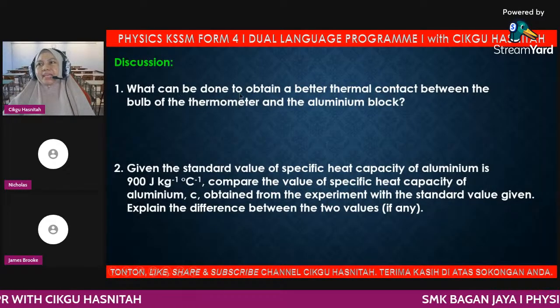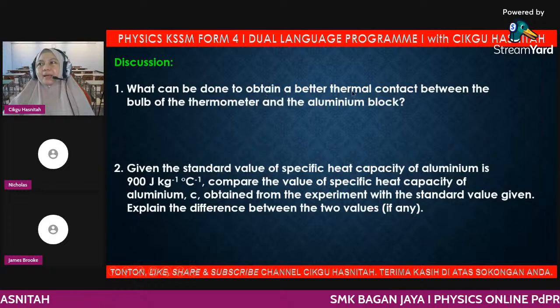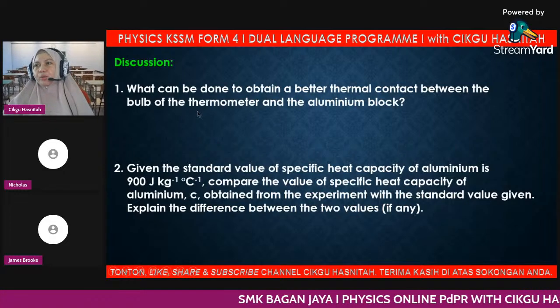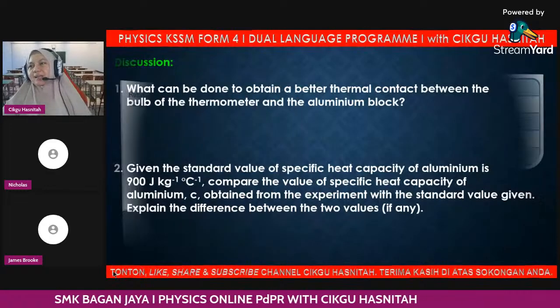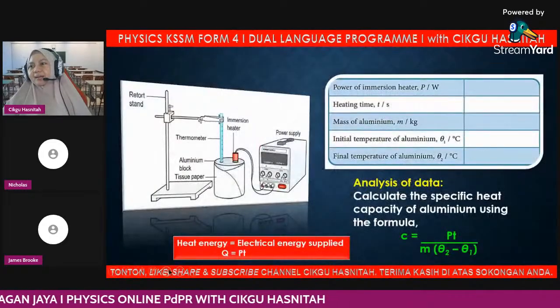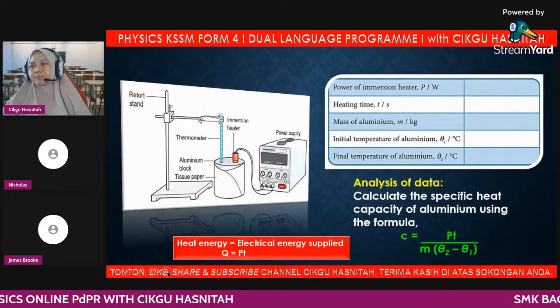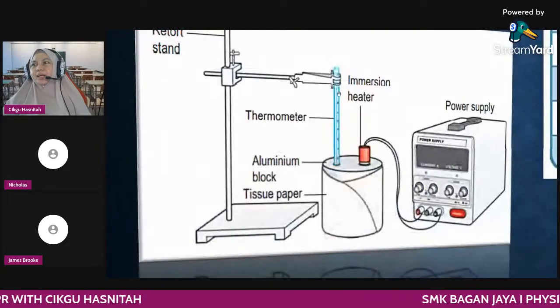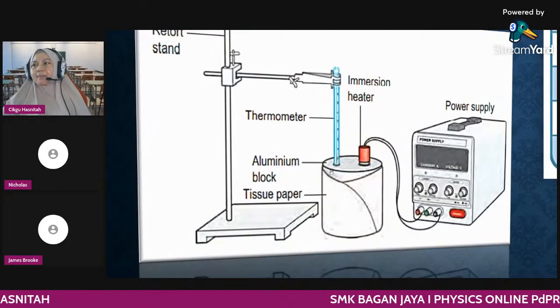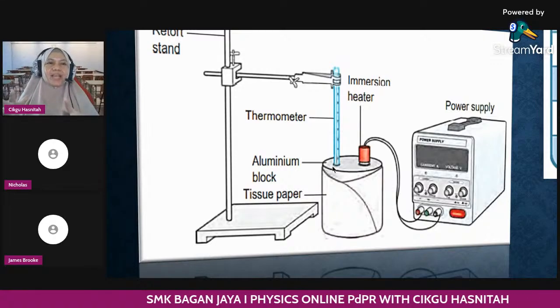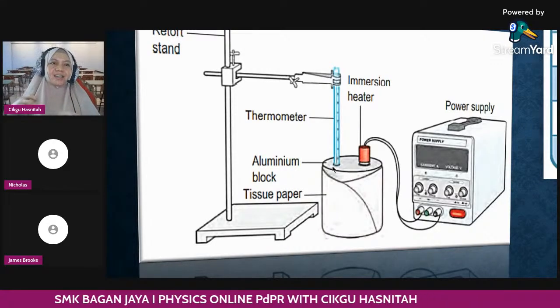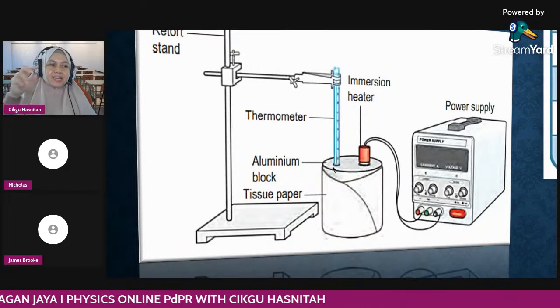What can be done to obtain a better thermal contact between the bulb of the thermometer and the aluminium block, students? Okay, you can see earlier in this diagram. So how do we make sure the thermometer and the aluminium block have better thermal contact? What can we put inside the hole before we insert the thermometer?